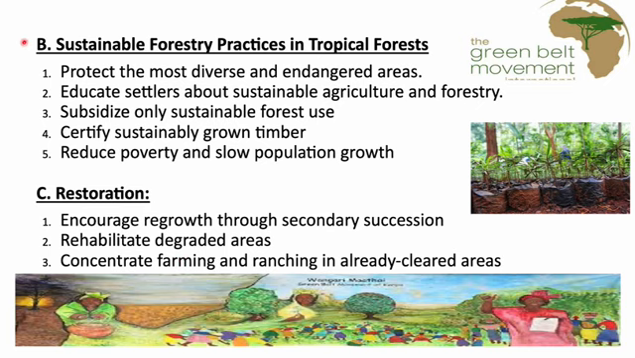Some sustainable forestry practices in tropical forests are to protect the most diverse and endangered areas, to educate settlers about sustainable agriculture and forestry, to subsidize only sustainable forest use, certify sustainably grown timber, and reduce poverty and slow population growth. And ways that we can restore forests that have been damaged: we can encourage regrowth through secondary succession. We can rehabilitate degraded areas, and we can concentrate farming and ranching in already cleared areas.